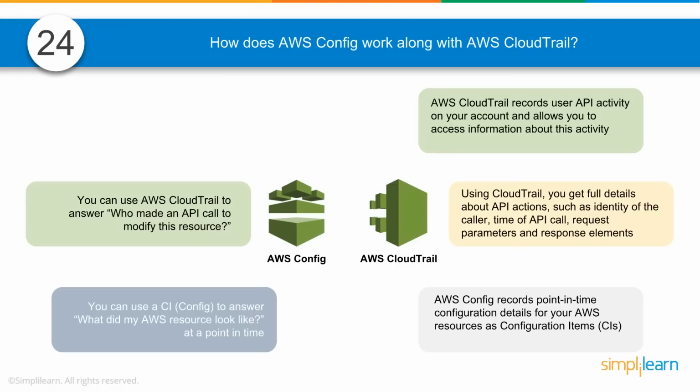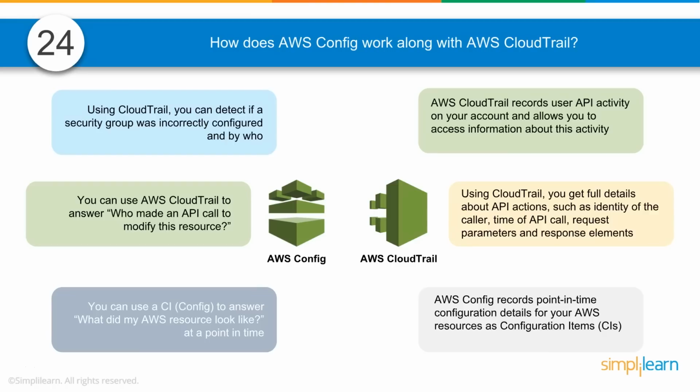On the other hand, with CloudTrail you can easily answer the question, who made an API call to modify this resource? That's answered by CloudTrail. With CloudTrail, we can detect if a security group was incorrectly configured and who did that configuration. Let's say there happened to be a downtime and you want to identify who made that change in the environment. You can simply look at CloudTrail and find out who made the change.